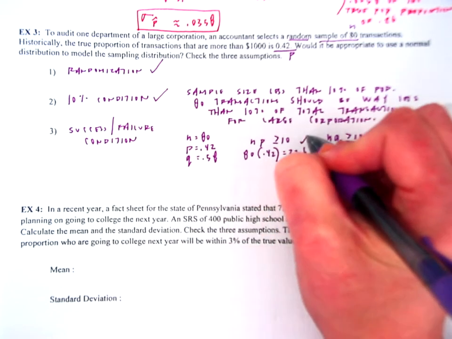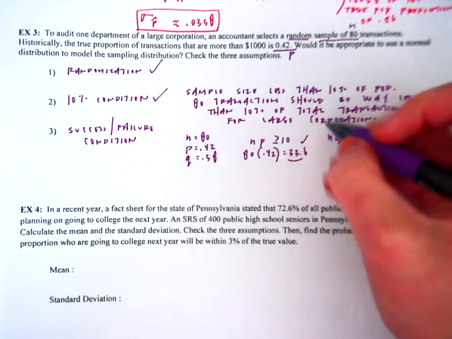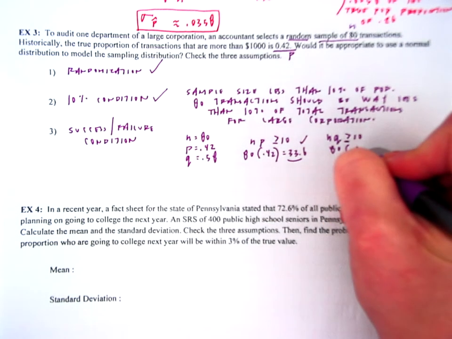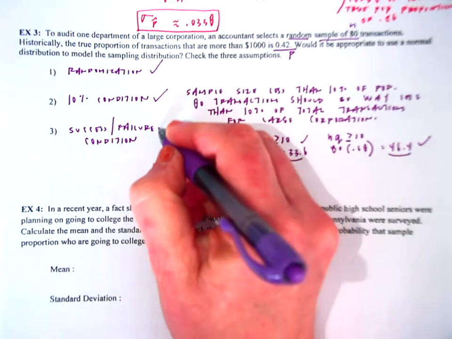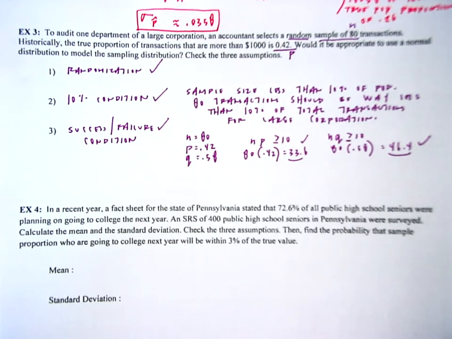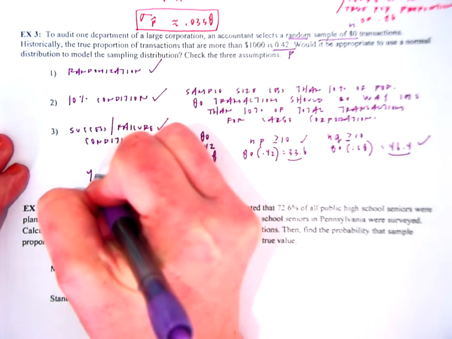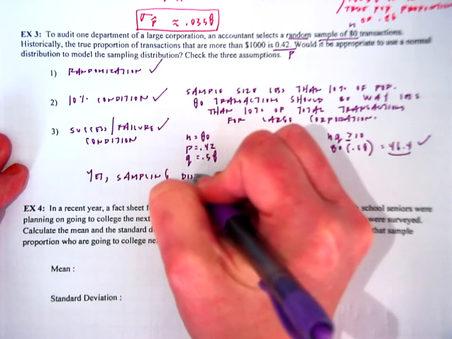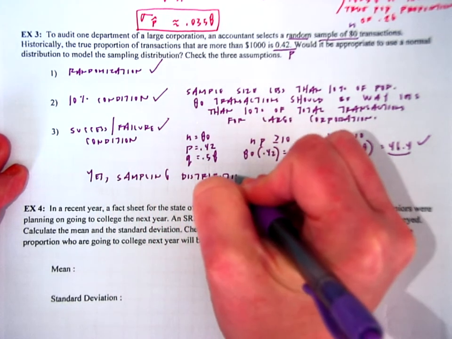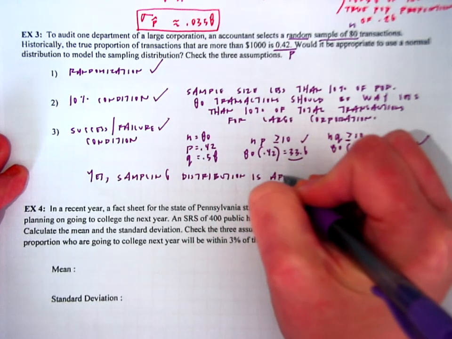So we want to make sure that we have enough successes and we have enough failures. So all three of our conditions have been met. So we can say, yes, proceed. The sampling distribution is approximately normal. All right, and then that's it. That's all I'm looking for. I want to see that requisite work, and I want to see that final sentence as well.